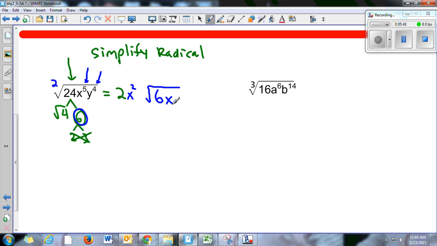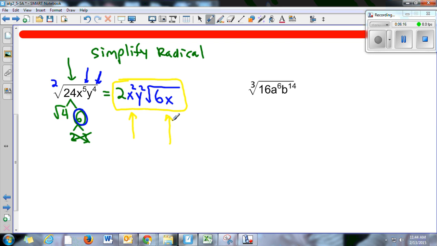My index of 2 goes into y to the 4th power evenly as y squared. And so this ends up being my final answer: 2x squared y squared times the square root of 6x. So whatever you can square root evenly should go outside my square root. Whatever I cannot square root evenly, or whatever's left over, goes back underneath my square root symbol.